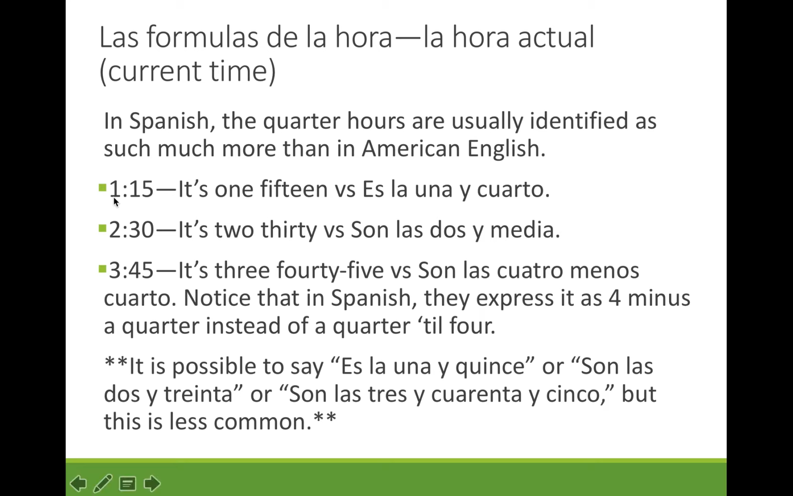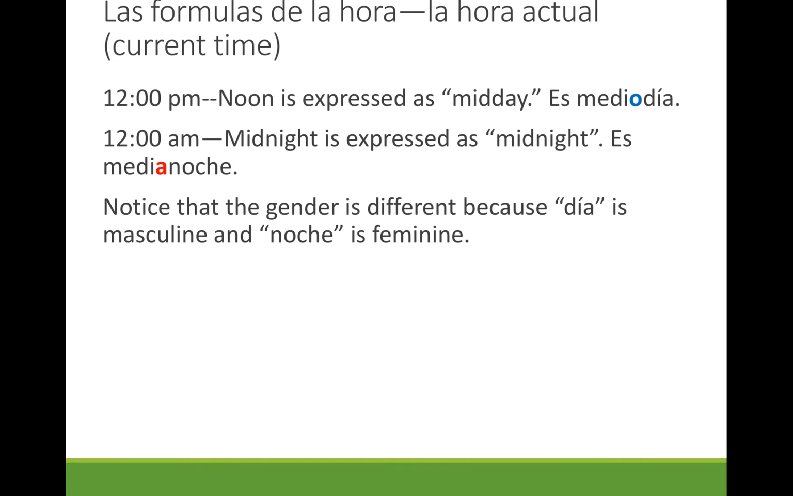How you say it, es la 1:15 versus es la 1:15. You can say either one. Everybody's going to understand you. But what you will probably hear the most is la 1:15. Okay? Noon has its own name, just like in English. Noon is midday. Es mediodía, mediodía. It will be an O there. But if it's midnight, it's medianoche. Why? Because noche is feminine and día is masculine. Es mediodía, it's noon. Es medianoche, it's midnight.